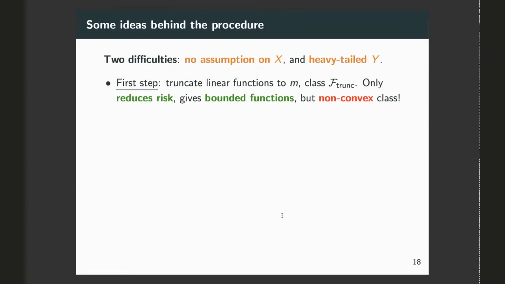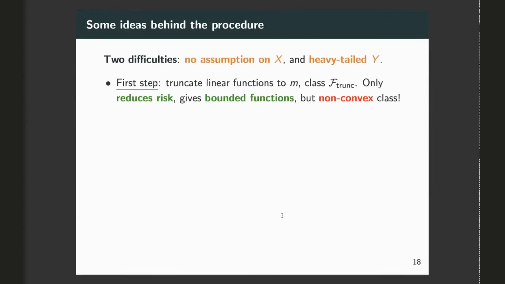Okay, so the first step is to take the initial class of linear functions and replace it by another class by truncating all linear functions. We replace them by their truncation to between minus m and m. And this is like what we did before with truncated least squares, except that before we did the truncation after computing the least squares solution. And now we do it before everything. And this is actually very, very important.